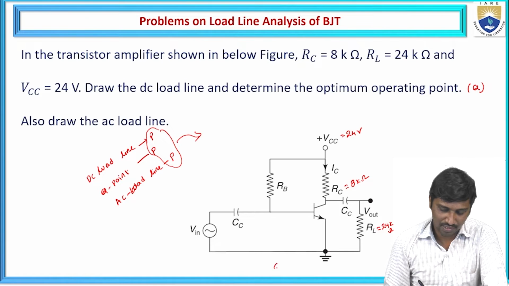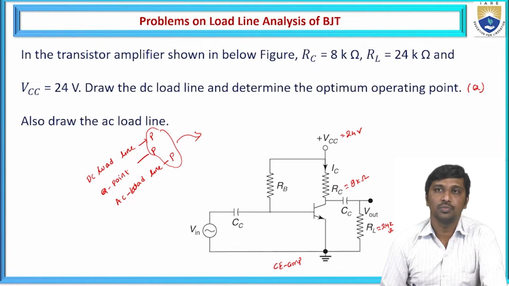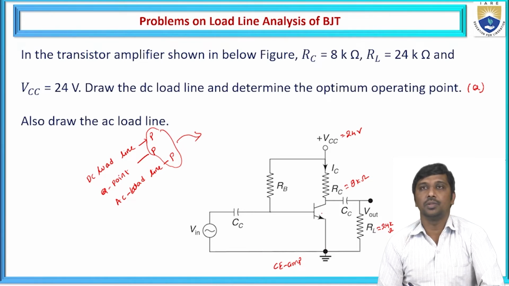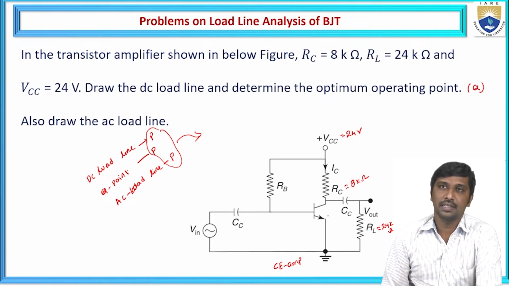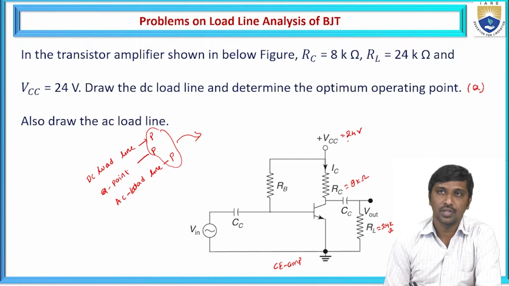we used a common emitter amplifier circuit, the CE amplifier circuit. Why? Because the emitter is common to the input side as well as the output side. Hence, the given circuit acts as a common emitter amplifier circuit. It is biased with a VCC of 24 volts.